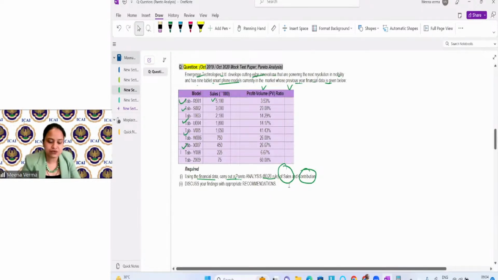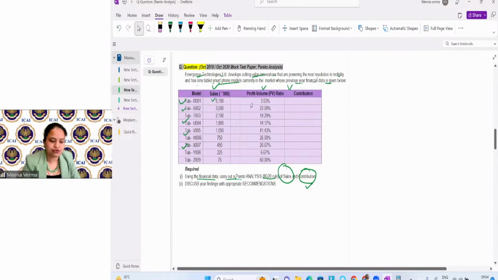But here, since we need 2 things, first we need sale. It is already given, right? Sale is given here, but we need contribution also. So let's calculate the contribution. All right, okay, let's do this. Let's first find the contribution.